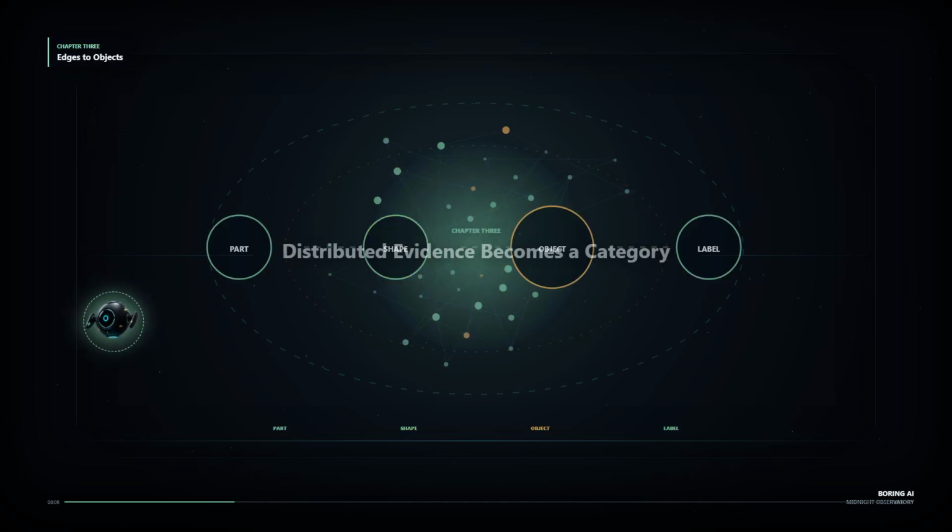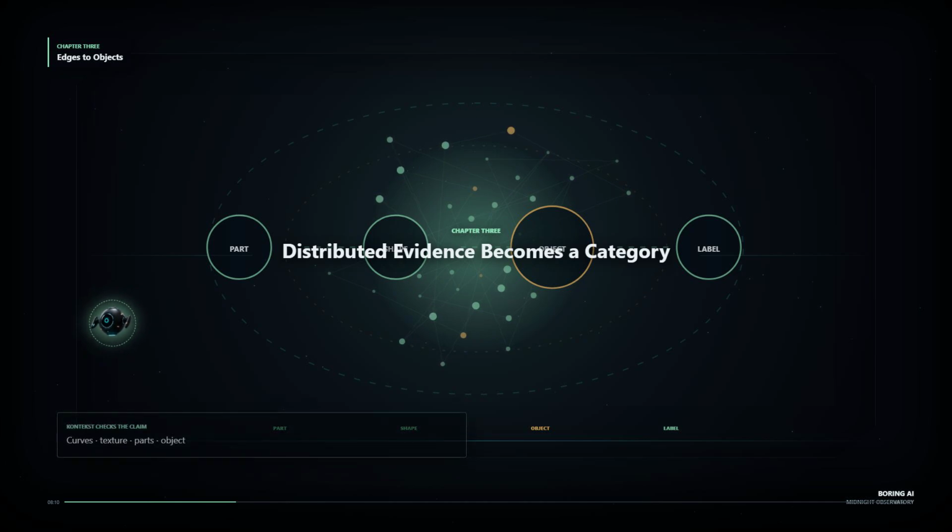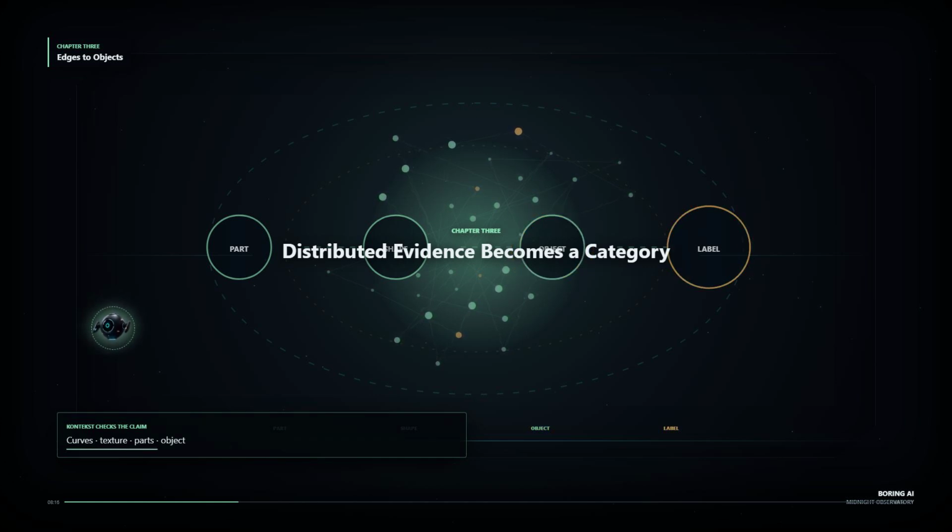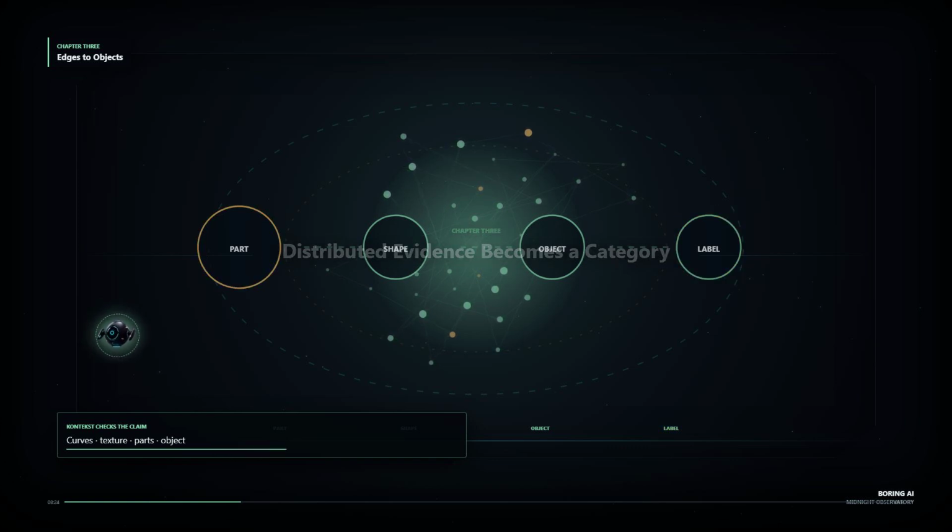Chapter 3. From Edges to Objects. As information moves through deeper layers, the receptive field grows. A unit in an early layer depends on a small neighborhood. A unit farther inside can depend on a much larger region of the image. This allows the network to combine local evidence.